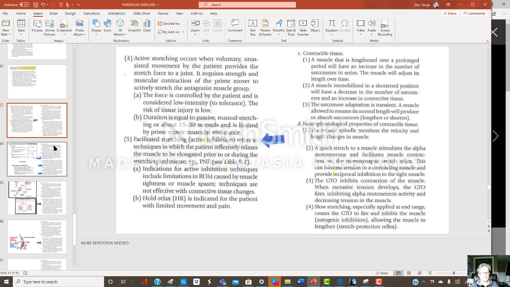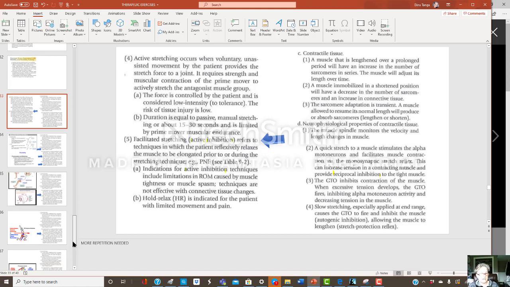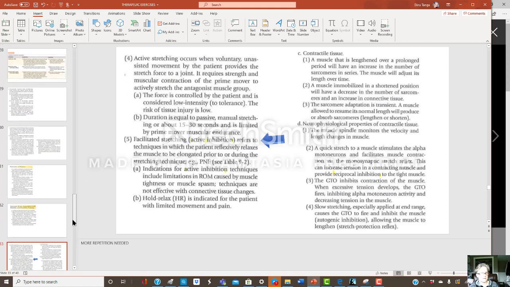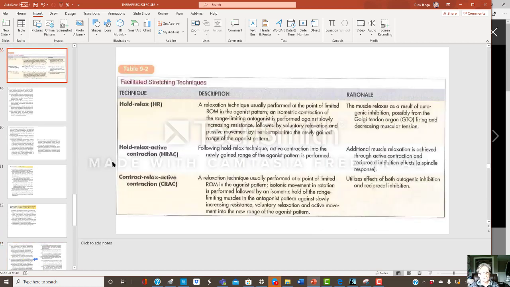So hold, relax, which is also on this table. Hold, relax, a relaxing technique usually performed at the point of limited range of motion in the agonist pattern. An isometric contraction of the range-limiting antagonist is performed against slowly increasing resistance, followed by voluntary relaxation and passive movement by the therapist into the newly gained range of motion.